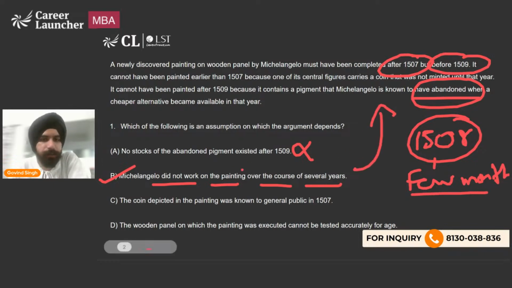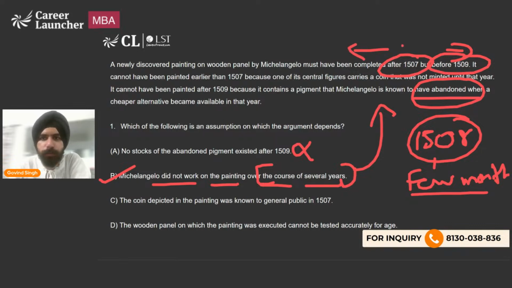Because if we say that it was painted over the course of several years, you could go back in the timeline before 1507, or go beyond 1509 in the timeline. It has to be between that timeline, and that cannot be several years. So B seems the most valid assumption as of now.